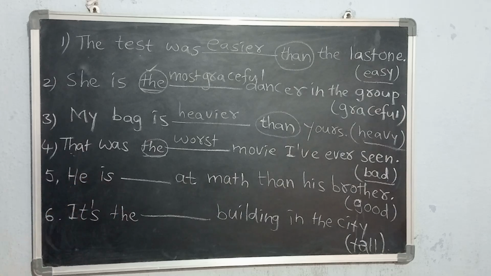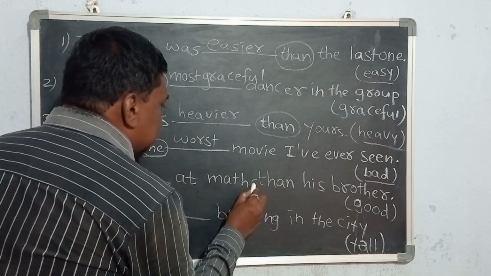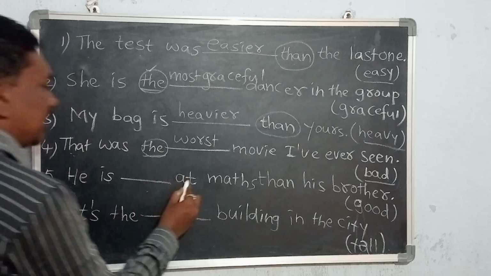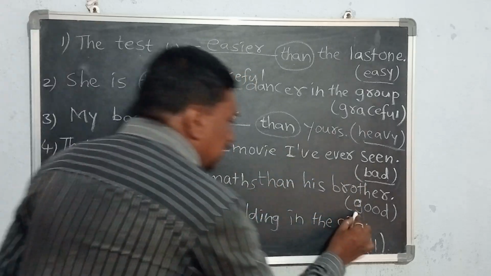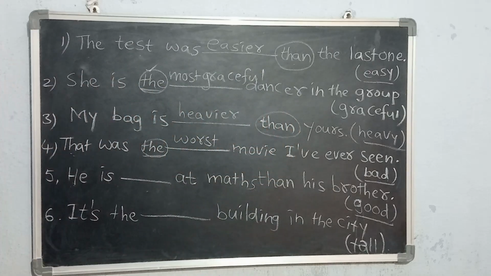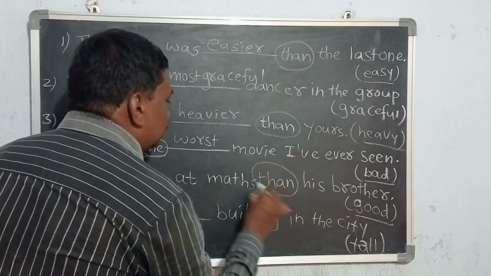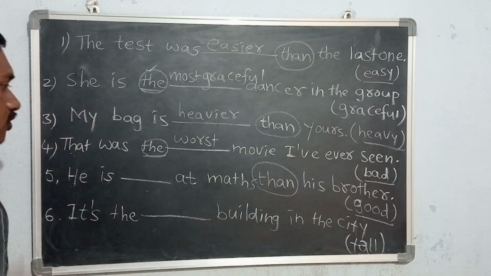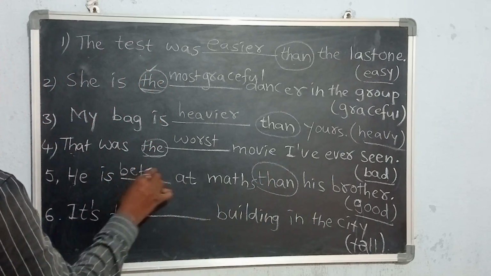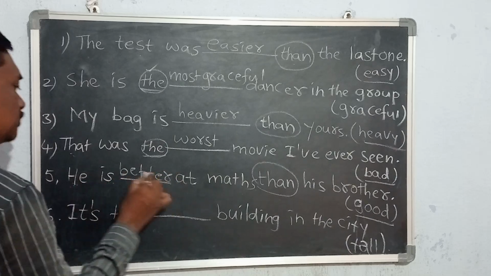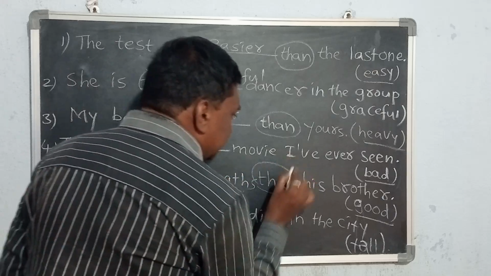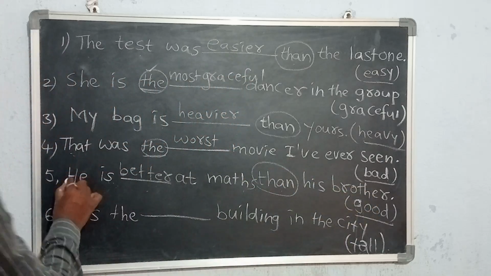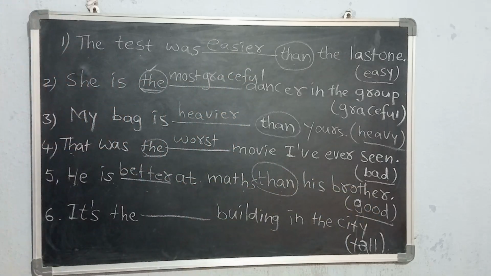Next, he is dash at maths than his brother. He is good. Comparative degree better. Superlative degree best. So here comparative keyword than. So better. He is better at maths than his brother.